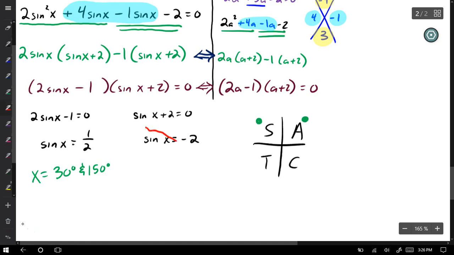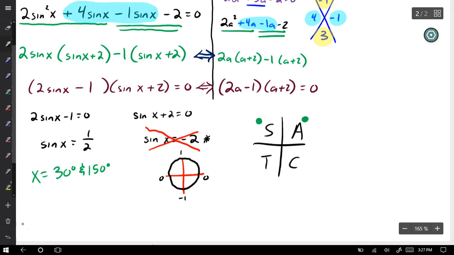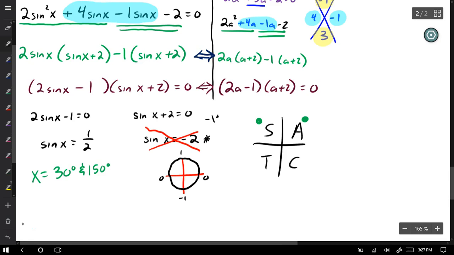Now if we want to remember why it's not possible, let's think about where sine values work. It's the idea of the unit circle. The radius is 1 for the unit circle. So like here, the sine is 0, the sine is 1, the sine is 0, the sine is 1. You can't go beyond negative 1. Your range for sine functions is between negative 1 and 1.